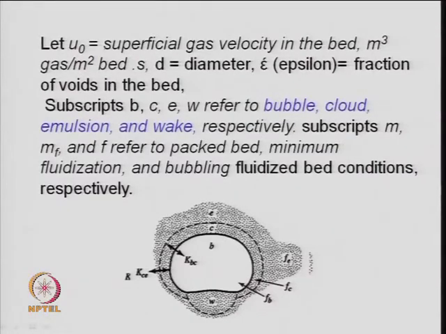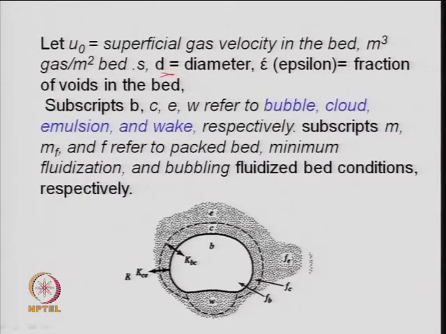So, U0 is the superficial gas velocity in the bed, that is depending upon the volumetric flow rate divided by the area of the cross section. So, based on an empty bed. So, that is known to you. So, this is nothing but in terms of meter cube of gas per unit area of the bed per unit time. So, basically the volumetric flow rate divided by the area of cross section which is pi d square by 4, where d is the diameter of the bed, right.